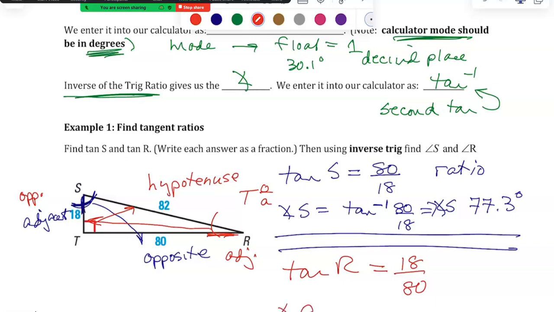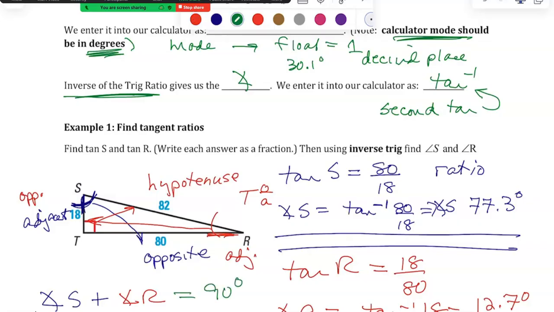To get angle R, you are always going to take inverse trig, and you will get an angle that is 12.7 degrees. Now look, if you take angle S plus angle R, that's going to equal 90 degrees because they are complementary. They're the acute angles in a right triangle.